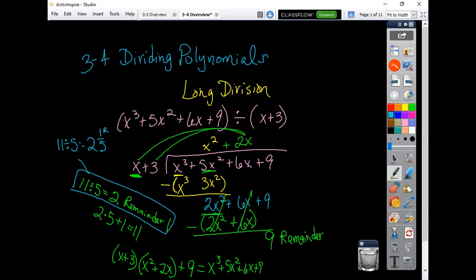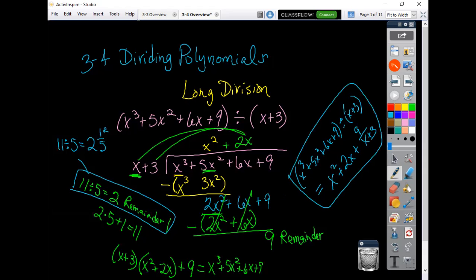So how would that look for our problem? It would look like x cubed plus 5x squared plus 6x plus 9 divided by my divisor x plus 3 equals, for my answer, x squared plus 2x plus, what was my remainder? 9 divided by my divisor x plus 3. So there are two different ways, if you're writing it as a division problem or as a multiplication problem.